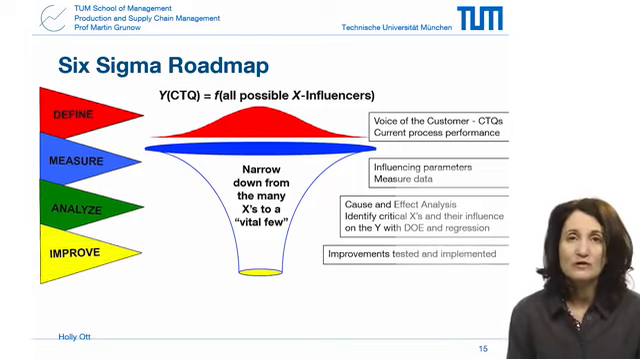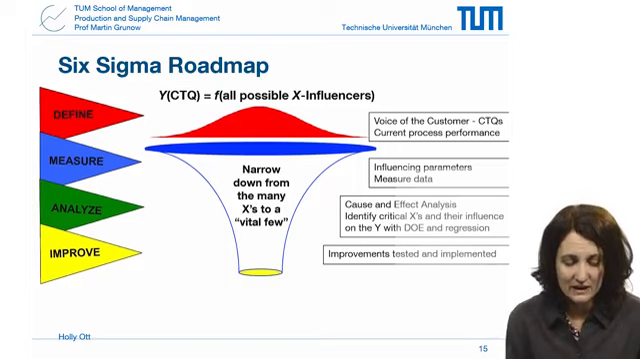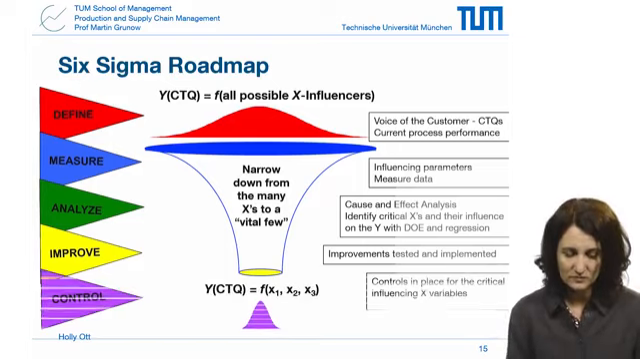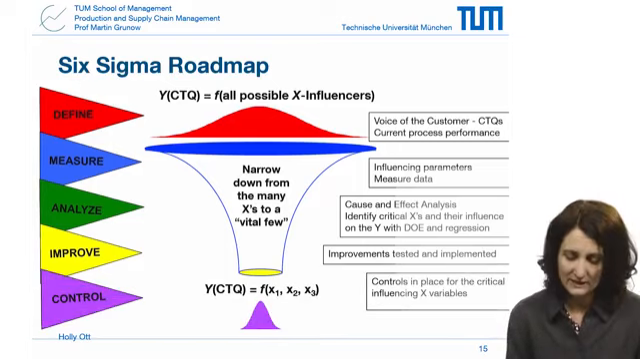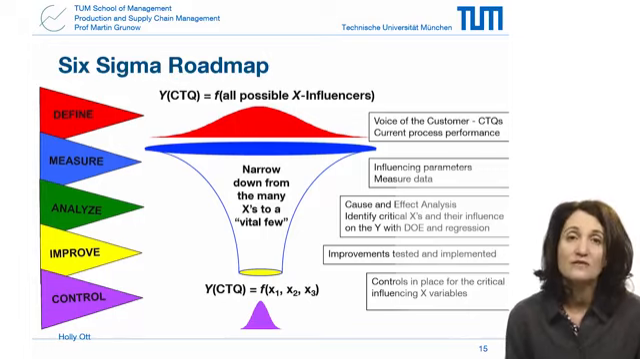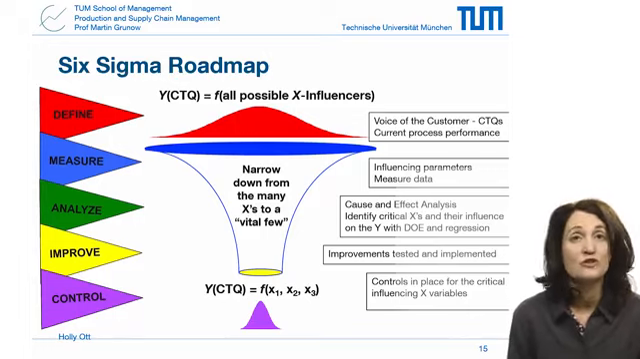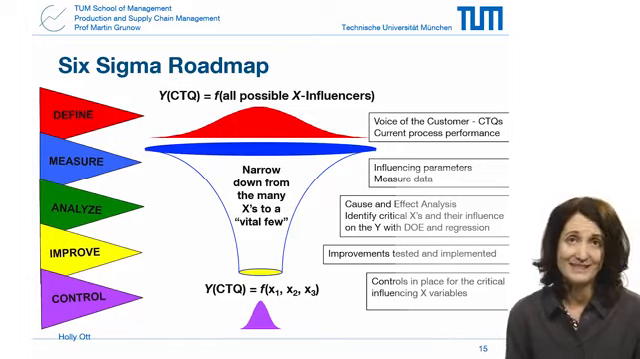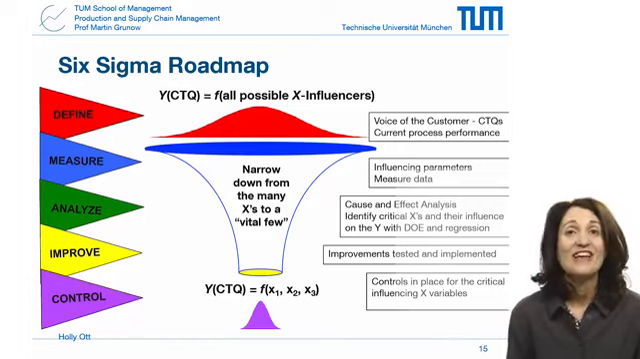And finally, improve. We improve our process and test these improvements. And at the very end, under control, we put controls in place for the critical influencing X variables using, as we said, SPC.